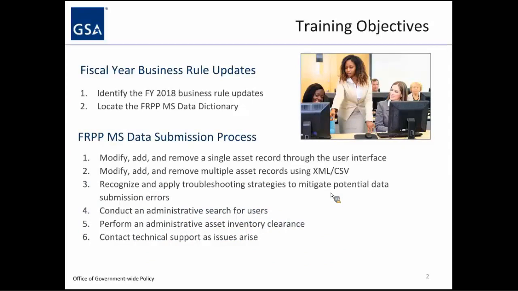Okay, moving on. So for training objectives, this is our main focus for today. We're going to be going over those fiscal year 2018 business rule updates, as well as being able to locate that data dictionary, which is available now.